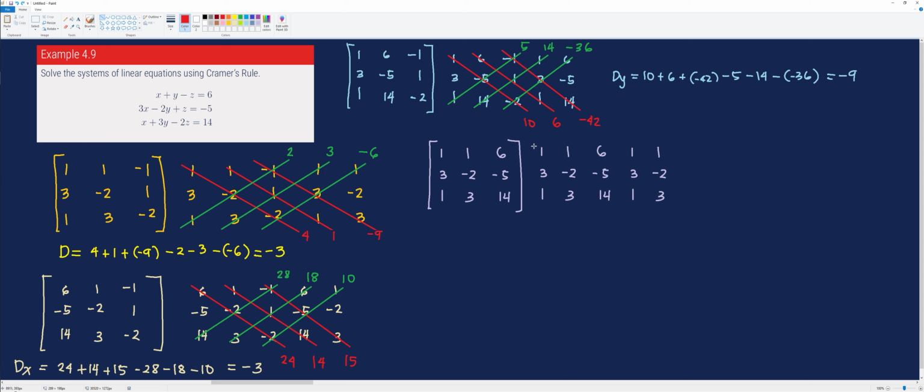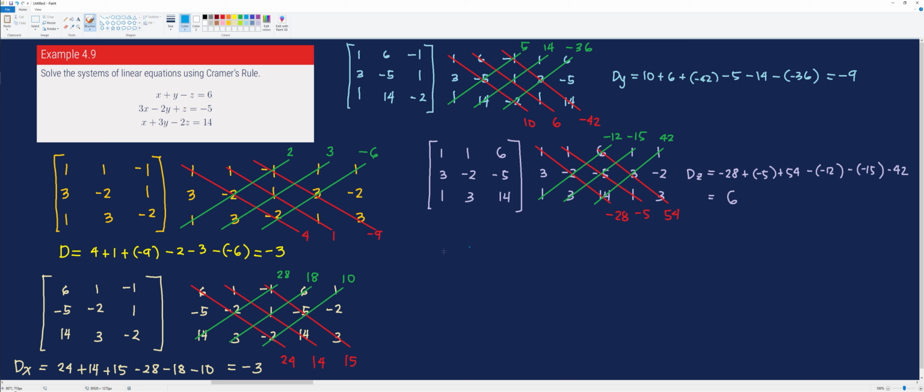Then we compute the determinant. So we multiply this, this, and this. This one gives us negative 28. This one is negative 5. And this one gives us 54. Then we multiply this, this, and this, which gives us negative 12. This one is negative 15. And this one is 42. Therefore, the determinant of this, denoted by D sub Z, is equal to negative 28 plus negative 5 plus 54 minus negative 12 minus negative 15 minus 42, which is equal to 6.